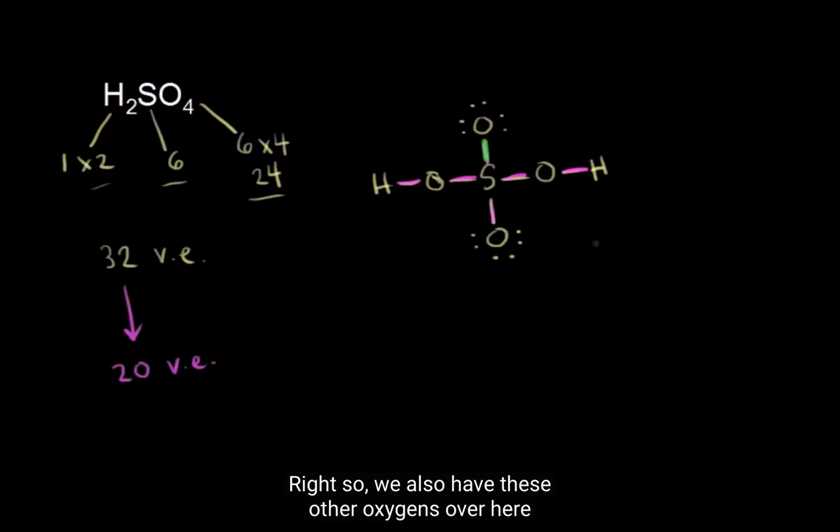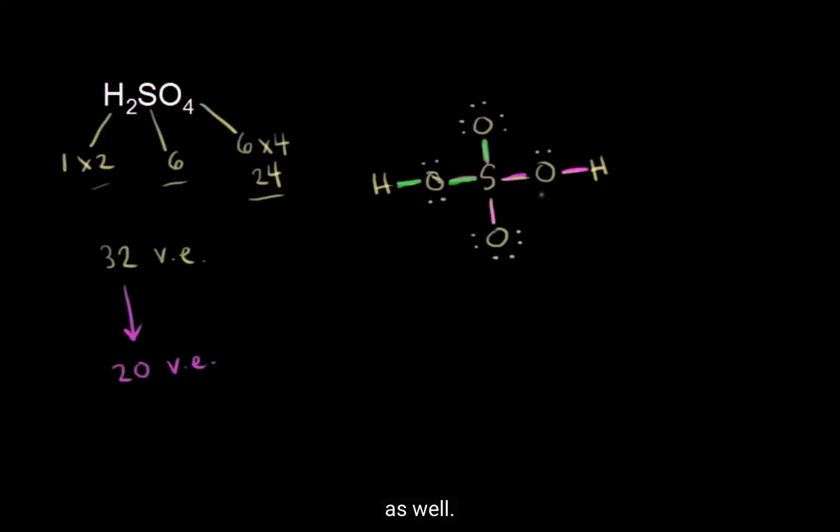So we also have these other oxygens over here to worry about. So let me go ahead and use green again. So let's say this oxygen over here on the left, the one bonded to this hydrogen, here's 2 electrons, and here's another 2 for 4. So for that oxygen to have an octet, it needs 4 more. So that means we're going to put 2 lone pairs of electrons on this oxygen, and then we're going to do the same thing for this oxygen as well.